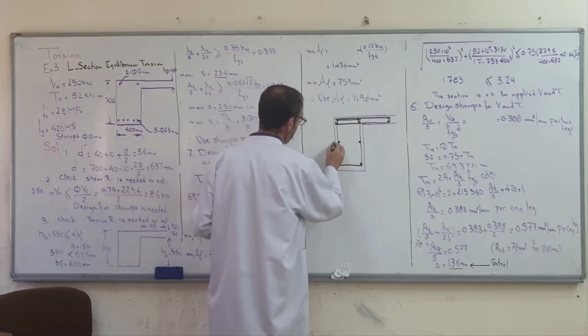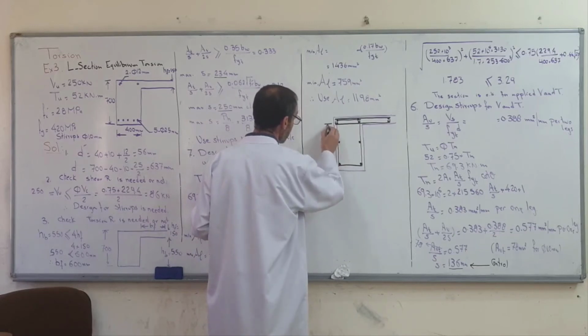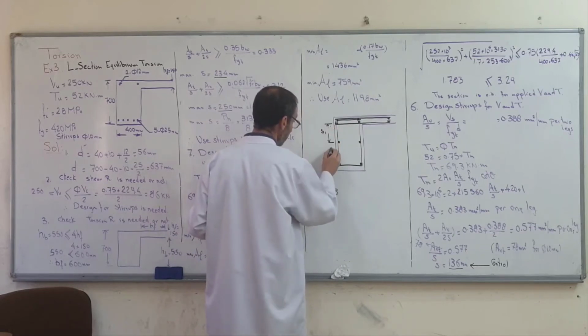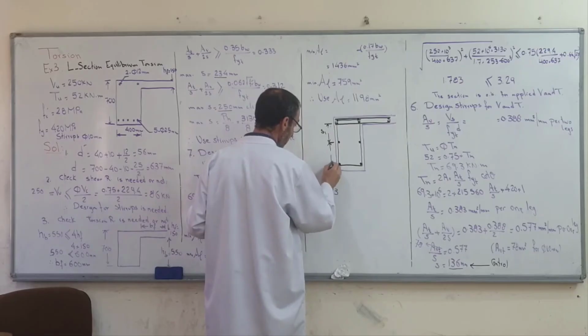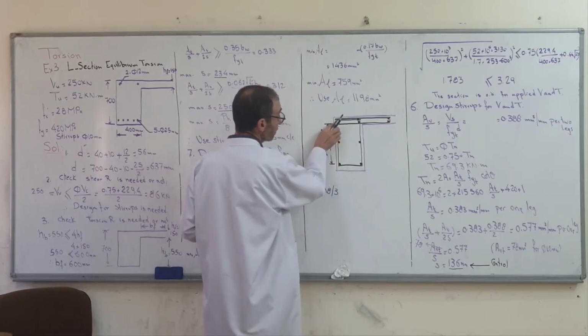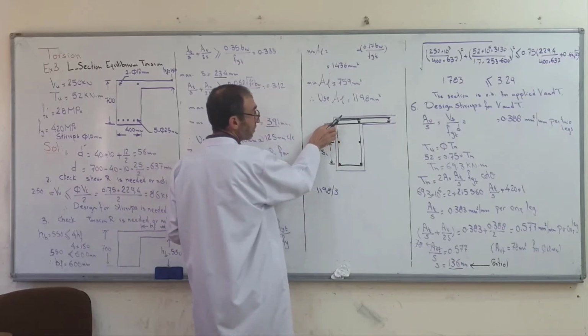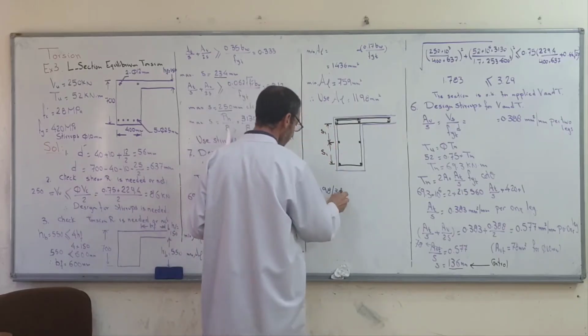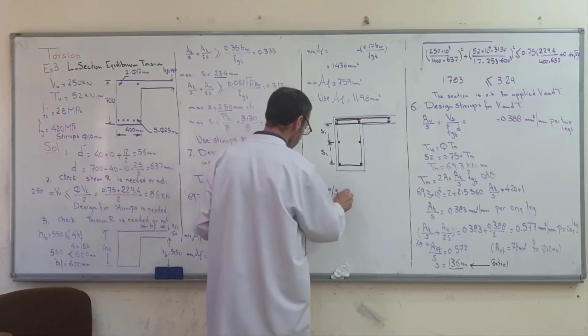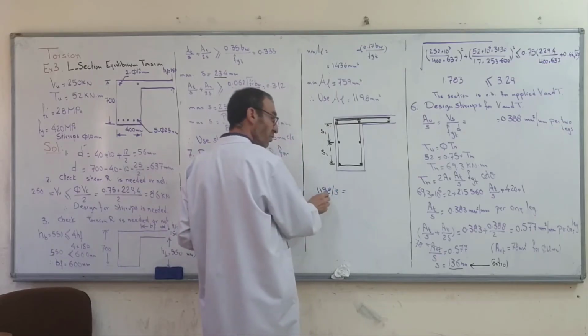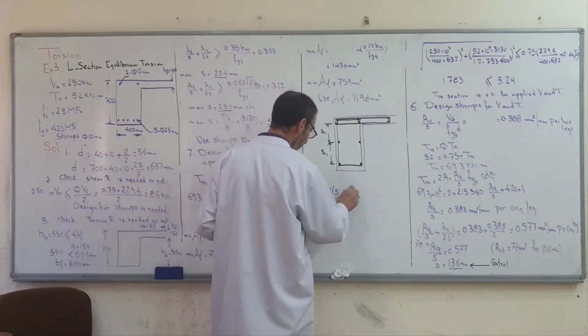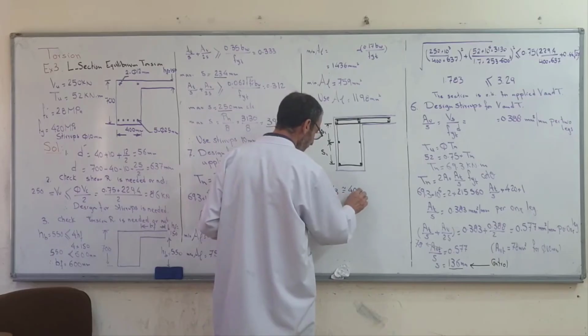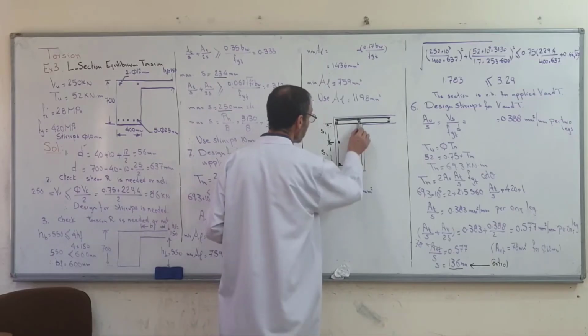And the spacing here is S1. This is S1, between this reinforcement and this reinforcement, not the top one. Now this is divided by 3, which is approximately 102, 400 millimeter square for each layer.